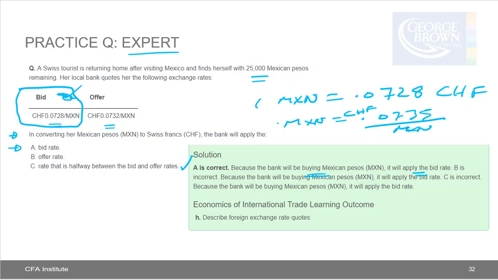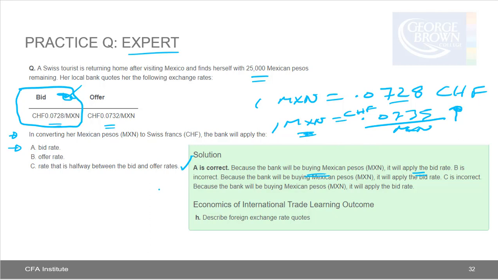I'm going to rewrite that as 1 MXN equals 0.0735. So in this case, you can see 1 Mexican peso is getting me more Swiss francs. In the past, it got me 0.728. Now I'm getting 0.735. That's a higher number. 1 Mexican peso getting me more Swiss francs. That means the Mexican peso has appreciated and the Swiss franc has depreciated.